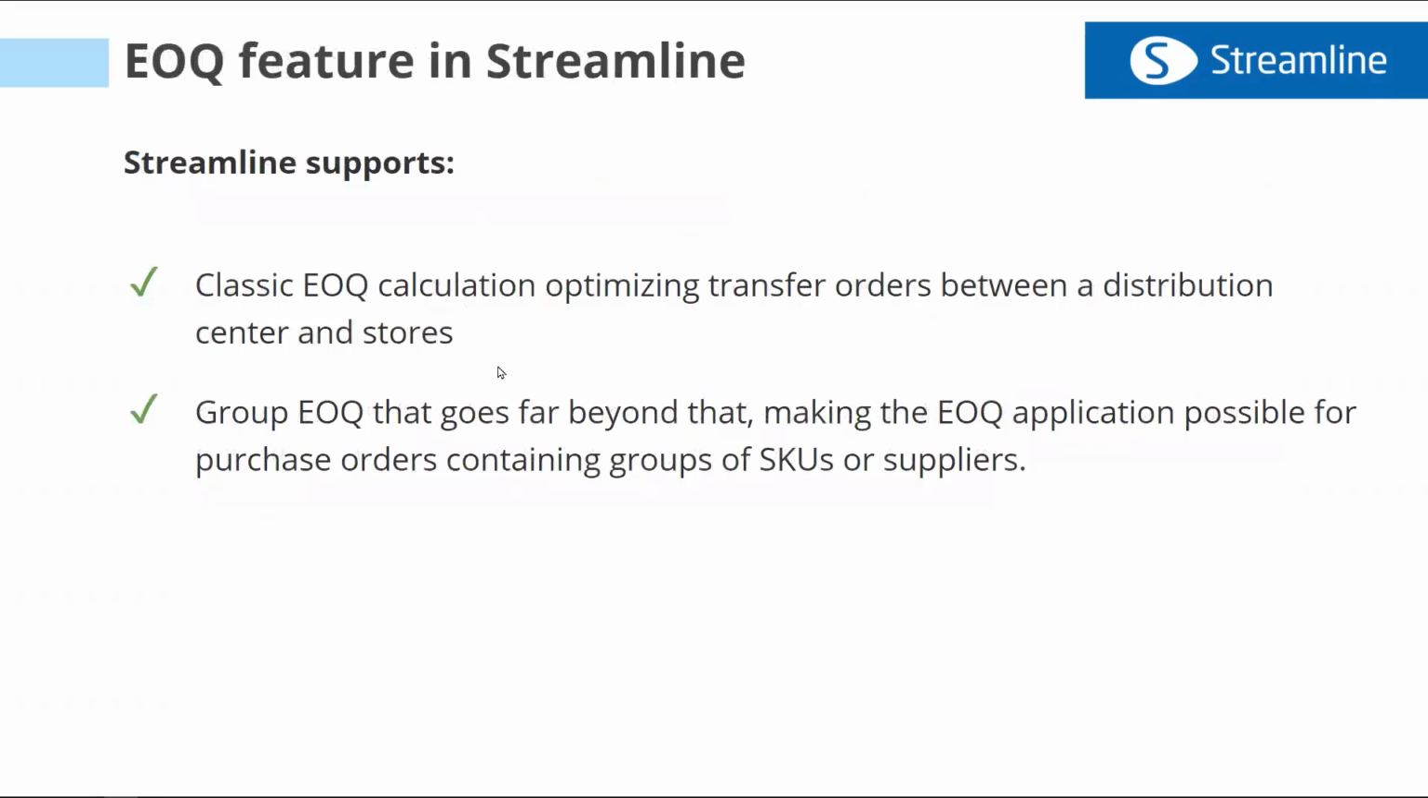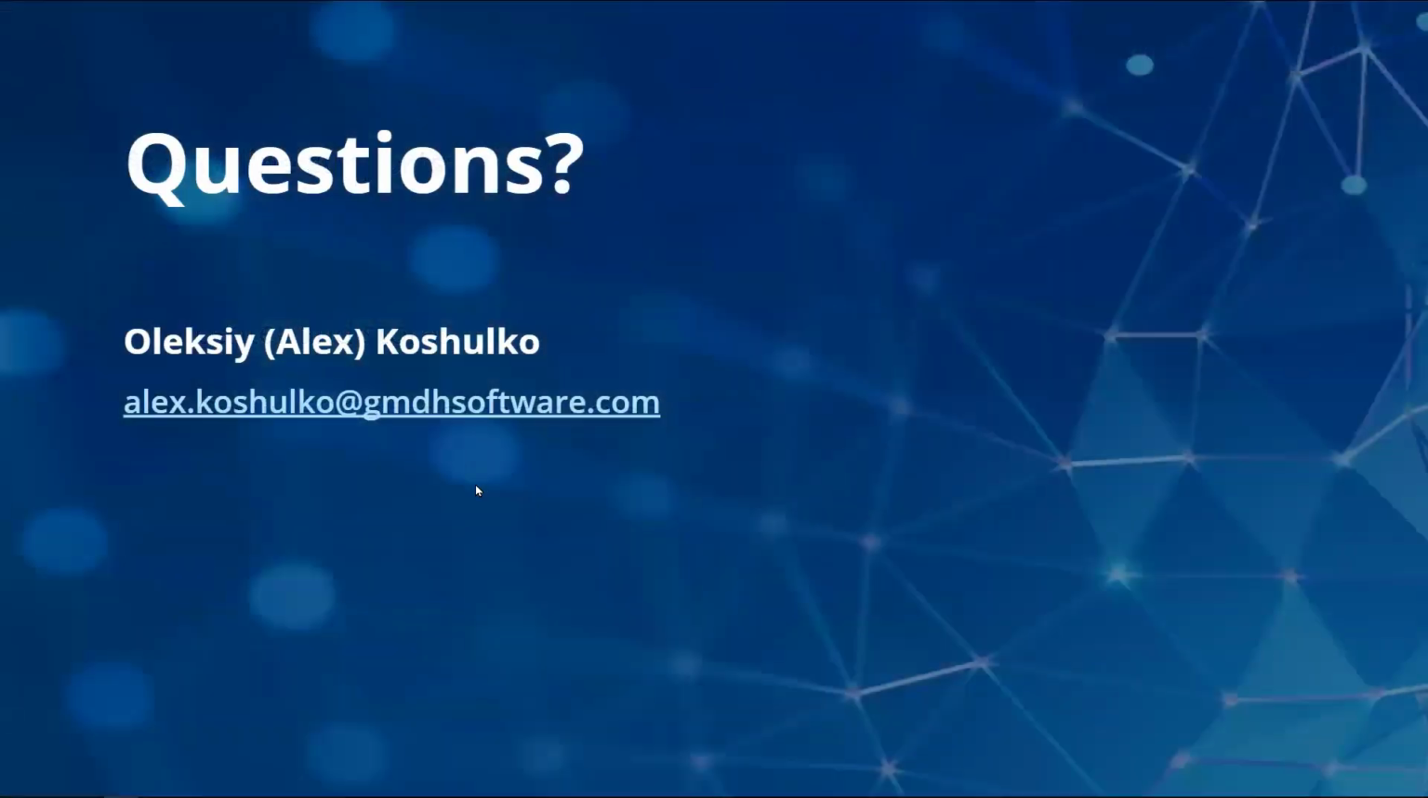Well, so to conclude, EOQ implemented in Streamline is good for distribution center to stores transfers and for purchasing of seasonal products from suppliers. And for that we use EOQ on top of order cycle and container sizing mechanism. So that's all. If you still have any questions, you're welcome.